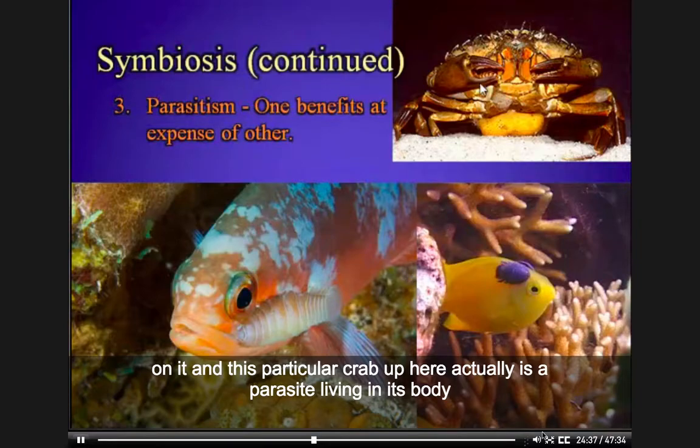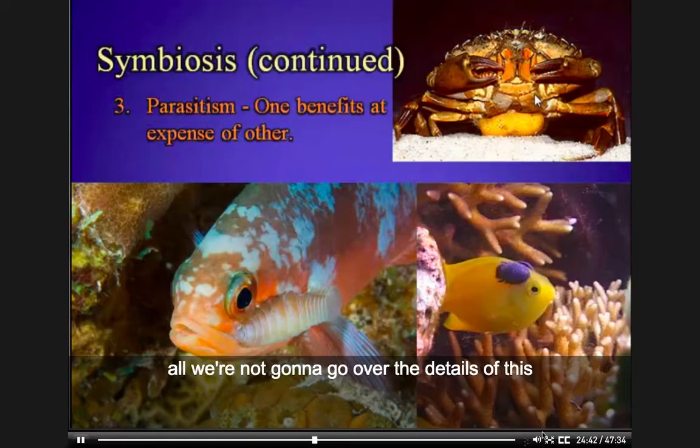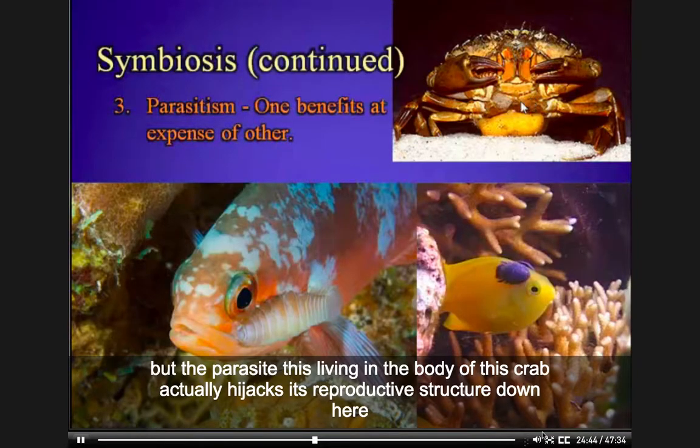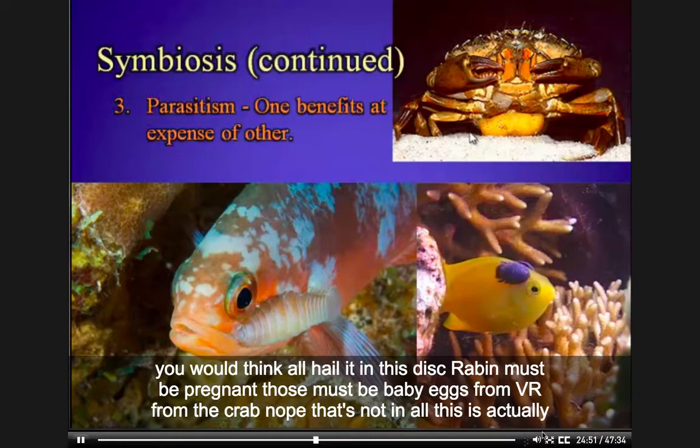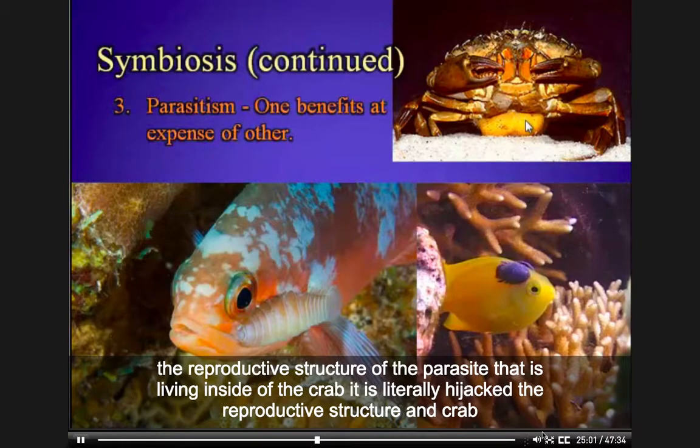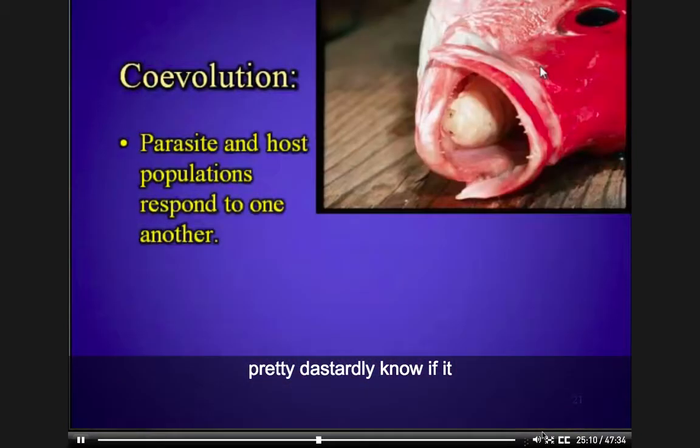And this particular crab up here actually has a parasite living in its body. We're not going to go over the details of this, but the parasite that's living in the body of this crab actually hijacks its reproductive structure down here. You would think, oh, hey, look at this crab. It must be pregnant. Those must be baby eggs from the crab. Nope, that's not it at all. This is actually the reproductive structure of the parasite that is living inside of the crab. It has literally hijacked the reproductive structure of the crab. Pretty dastardly, don't you think?